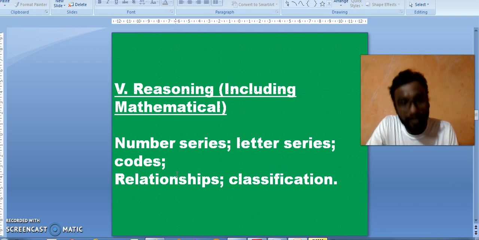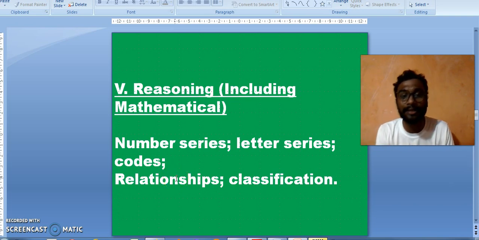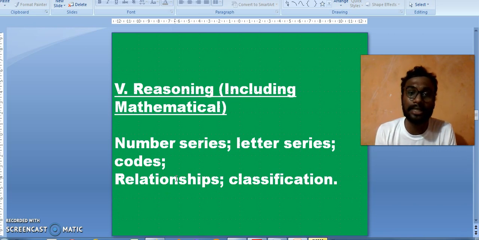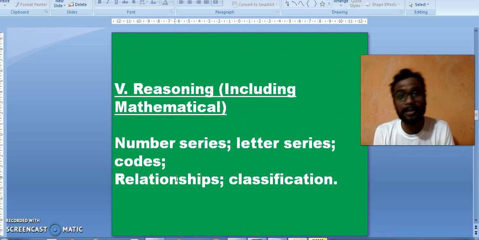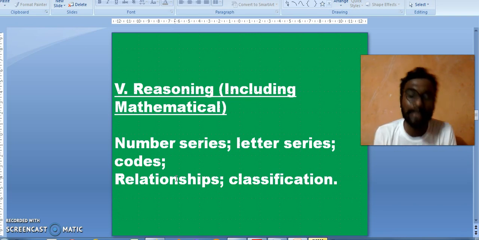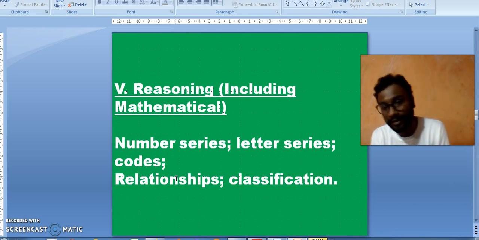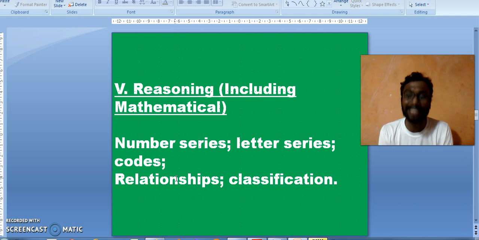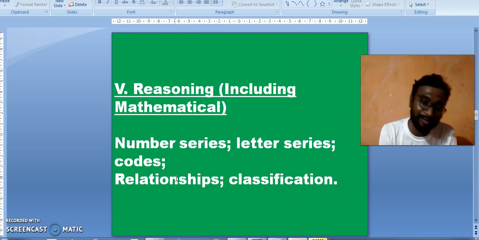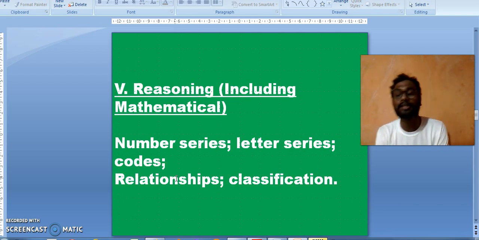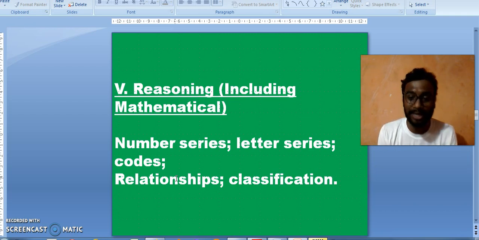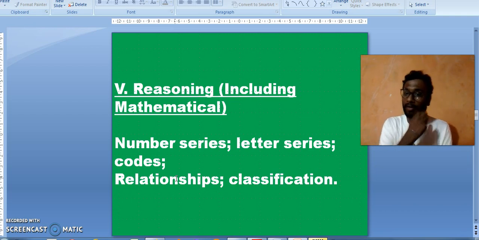Next, codes. You will be given some coding in a certain language. XYZ is written as 1, 2, 3. ABC has been written as 4, 5, 6. Then how is the word apple written in that particular language? These kinds of questions will be part of codes. Then relationships: if X is a brother of Y and Z is the husband of Y, how is Z related to X? These questions will be part of relationships.